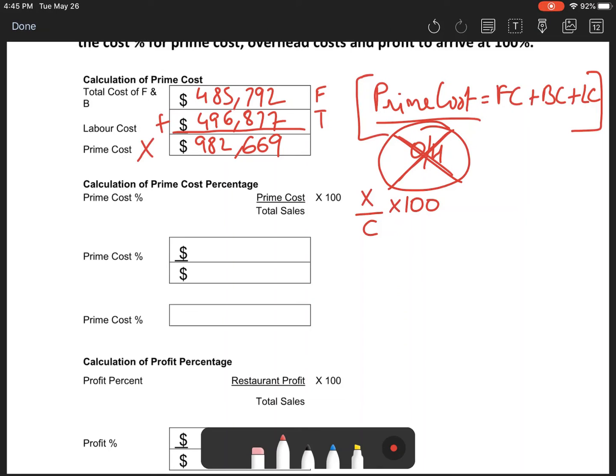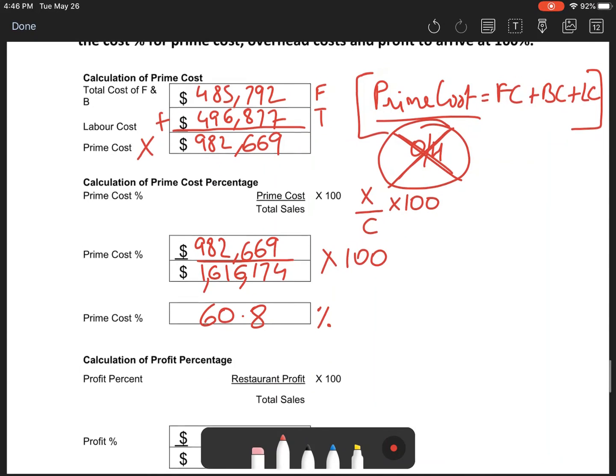So we put in the numbers. We know from above that X is 982,669. We divide it by 1616174. That was our total sales, C. And now we'll get this in a decimal format. We have to convert it into a percentage, remember. So we'll multiply it by 100, and you should get the number 60.8%.